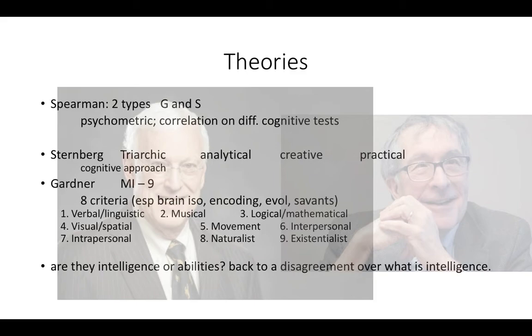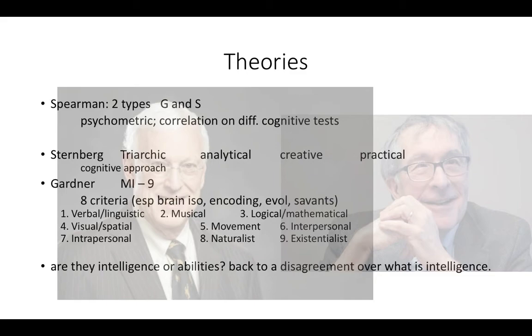For Gardner, his theory really shook up, especially the education world, and it's something that most teachers would tend to latch onto as, okay, there are people with varying levels of ability, and there are different ways to be smart. His theory is still controversial. Are they intelligences or are they abilities? Being able to read people, does that make you intelligent, or is that just a skill? And it gets back to that fundamental disagreement over, well, what is intelligence?